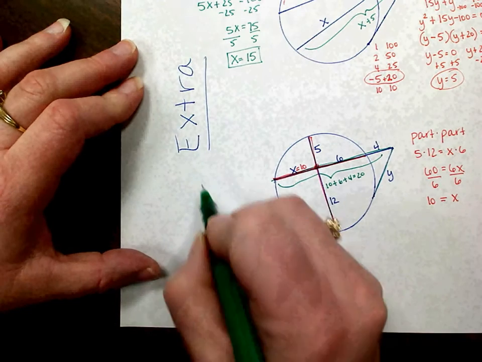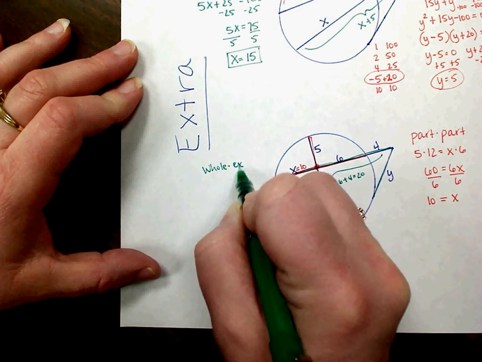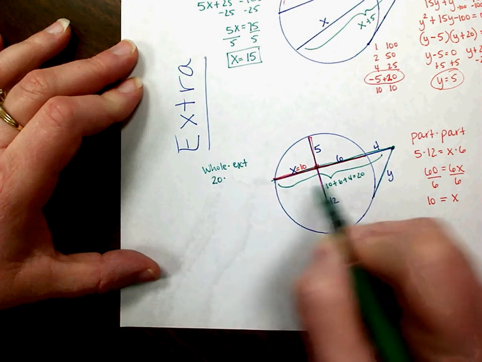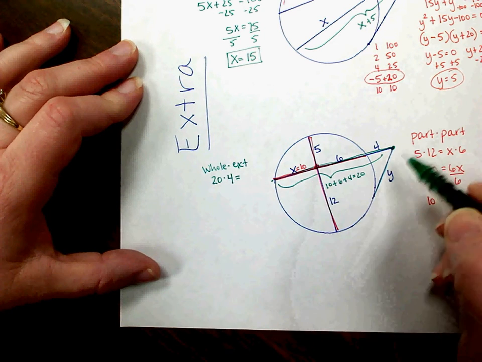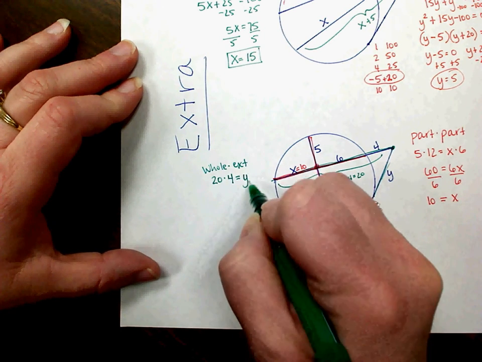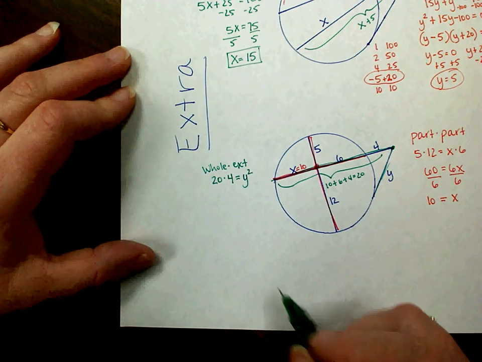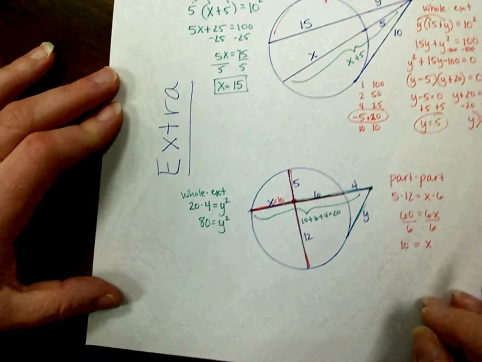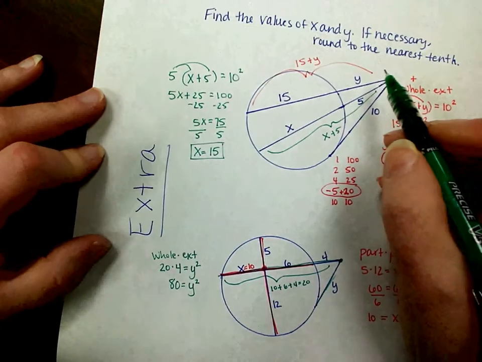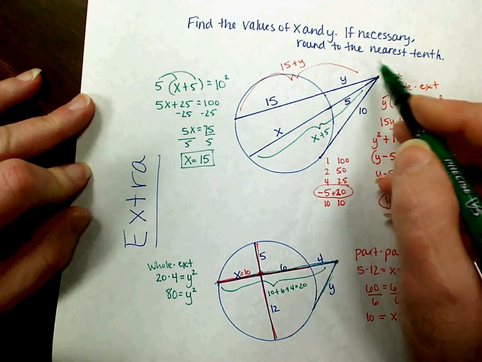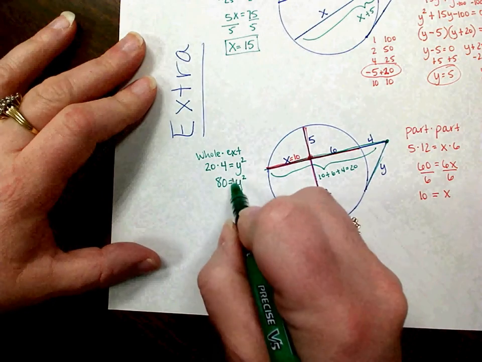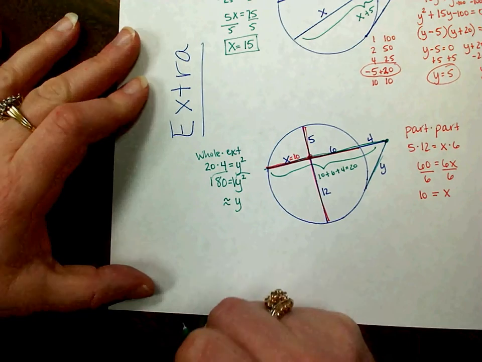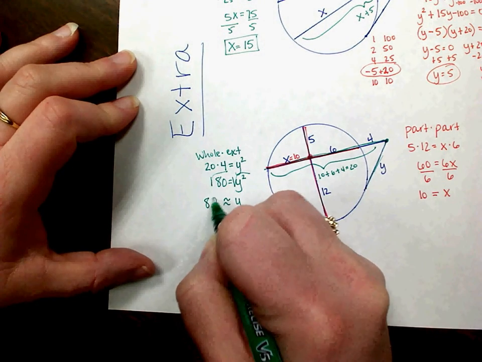You're using a whole times external relationship since these intersect outside the circle. So your whole length is 20 times the external part, which is 4, equaling the whole times the external of the tangent, which is the y times itself, or y squared. So we have 20 times 4, which is 80, equaling y squared. 80 is not a perfect square, but I put up here in the directions to, if necessary, round to the nearest tenth. So when we take the square root of both sides, we would simply put the square root of 80 in our calculator and approximate that to the nearest tenth, which is approximately 8.9.